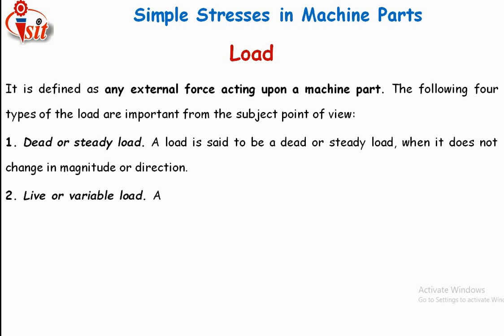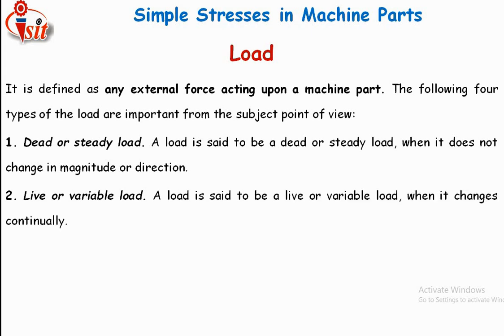The opposite to that is the live or variable load. A load is said to be live or variable when it changes continuously. Take the example of our two-wheeler. When a single person is riding a vehicle, then the load acting on that vehicle gets changed due to the position of the road, due to the obstacles in the road, and due to the nature of the road, there is a change in the load on the shock absorbers. So this is a live load, the simple example.